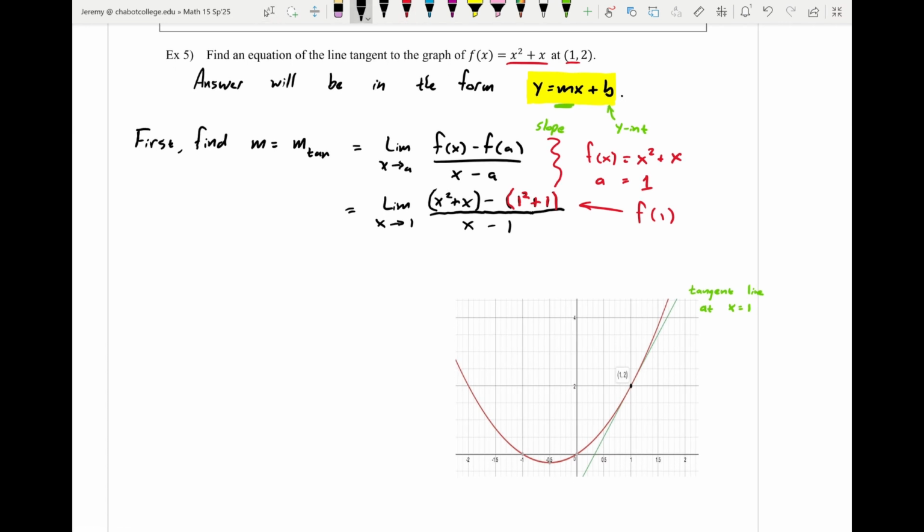So now we can simplify. So the limit as x approaches 1 of, okay, so 1 squared plus 1, that just gives us 0. Or, excuse me, it's going to give us 2. So we'll have x squared plus x plus 2 in the numerator, and then x minus 1 in the denominator.